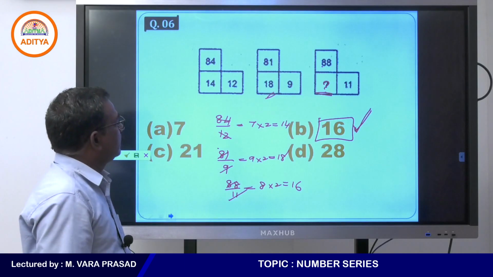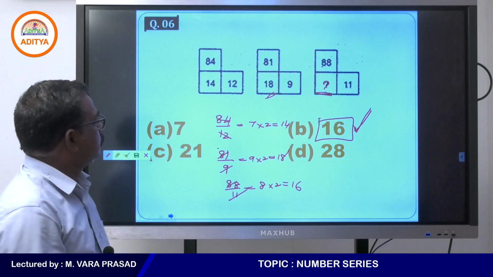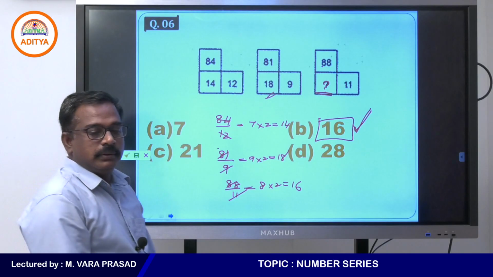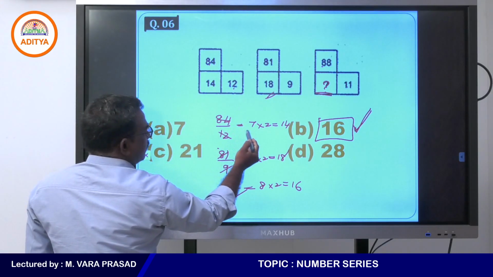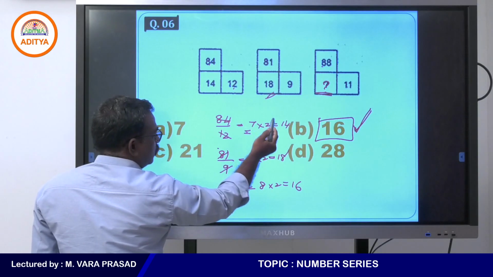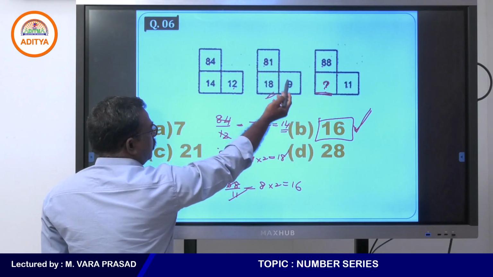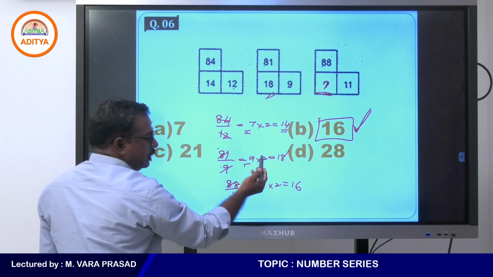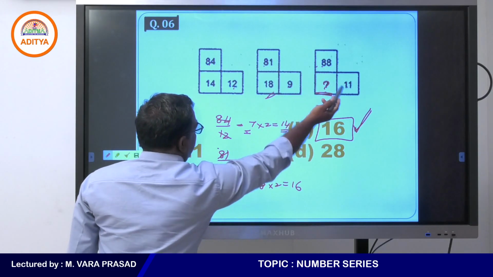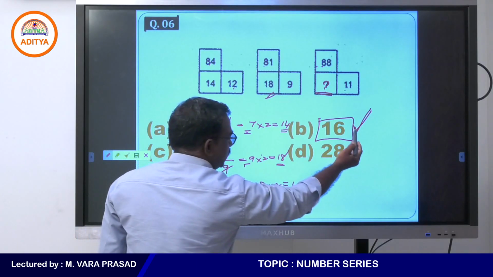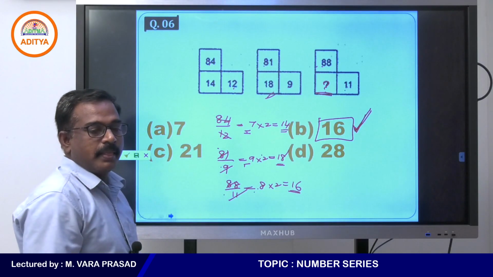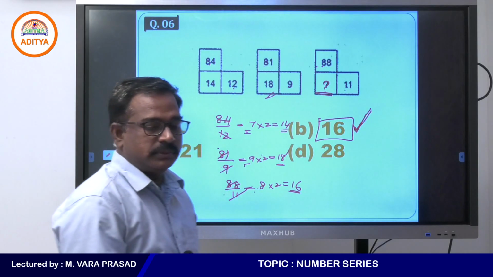Now see, 84 by 12 gives 7, that doubled is 14. 81 by 9 gives 9, doubled is 18. 88 by 11 is 8, doubled is 16. Yes, answer is 16, right? One more example I will give, just go through it.